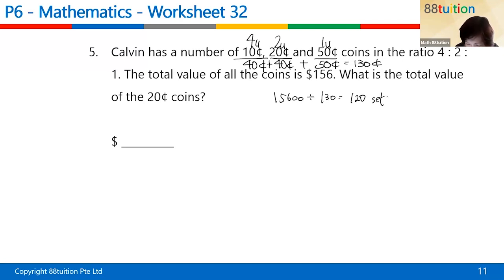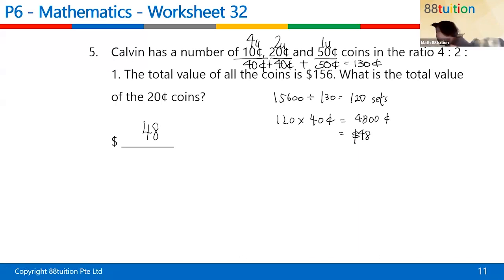So this one will be in terms of sets. So in terms of sets, you just have 120 times the 40 cents will do. Because each set is what? Each set is 40 cents. Then you get 4,800 cents. Convert it to $48. Okay. So quite easy, very basic, huh?